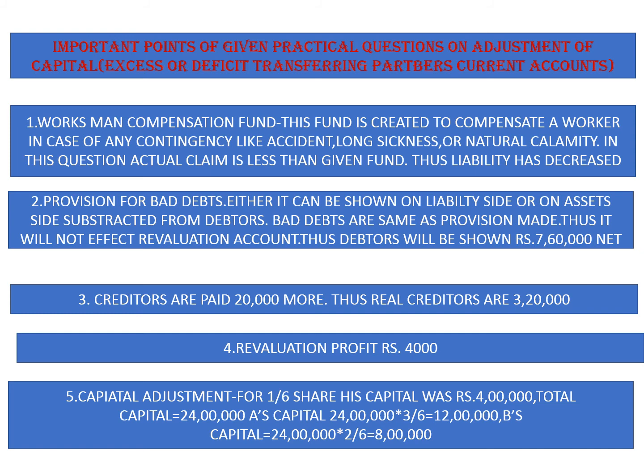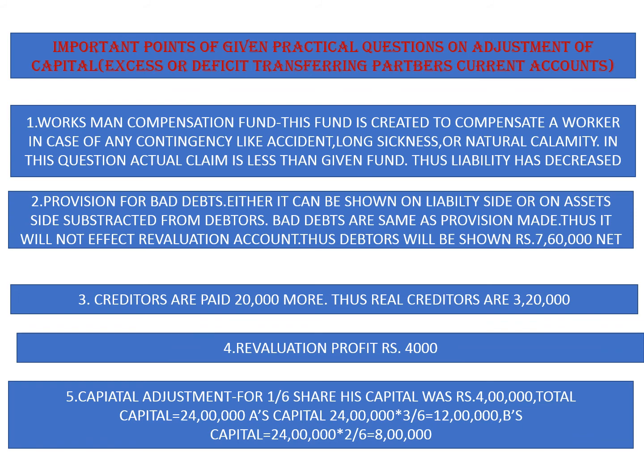Second is provision for bad debts. The provision for bad debts can either be shown on the liability side or asset side. We can show provision for bad debts either on liability side or on asset side by subtracting from sundry debtors.